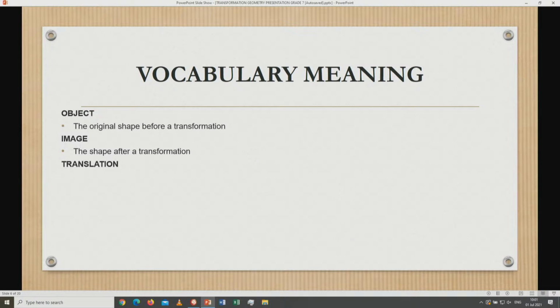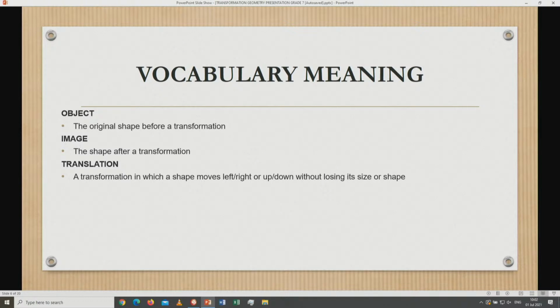And then we're going to talk about translation. A translation is a transformation in which a shape moves left or right or up or down without losing its size or shape.